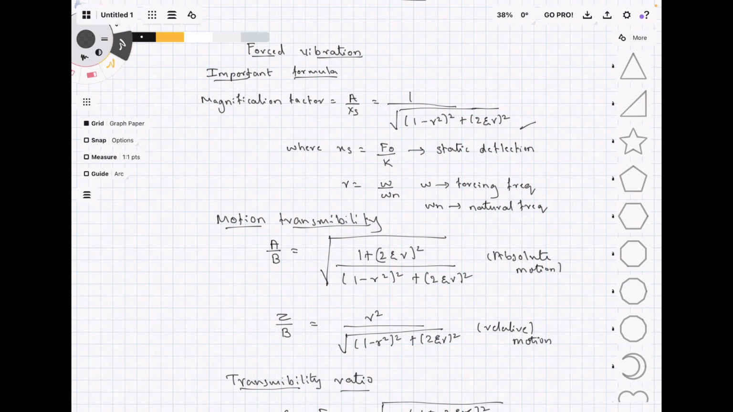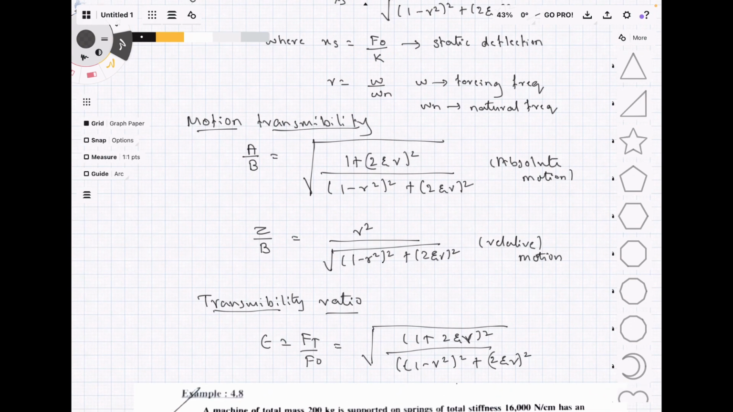In the next thing we'll be studying the motion transmissibility. When you have a suspension system, or when you are driving a vehicle, the ground will be generating a certain force which will be transferred to the suspension system. What is the amplitude the tire or the axle will be experiencing compared to the driver? That will be given as A by B, that is the ratio. If I take it in absolute motion, with respect to the ground, this is the formula we will get: root of 1 plus (2 zeta r) the whole square upon root of (1 minus r square) the whole square plus (2 zeta r) the whole square.